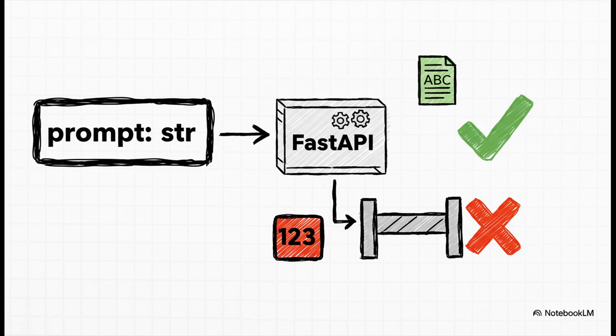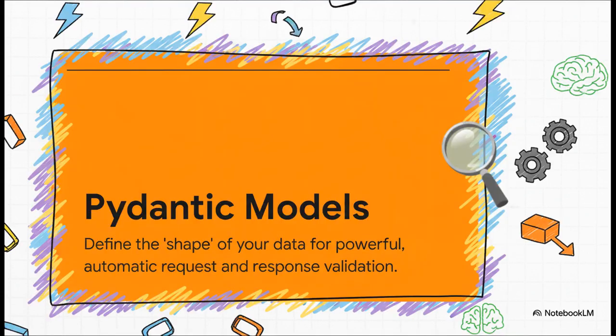And this slide just shows it perfectly. That little prompt string part isn't just a comment for other developers. It's a command. FastAPI reads that and automatically enforces that any incoming data for prompt must be a string. You get data validation for free just by writing clean modern Python. The second key is Pydantic models. This takes that data validation idea and puts it on steroids. You can define the exact shape of the data you expect to get or to send out. This means no more bugs from weird or unexpected data formats. Your API becomes robust and reliable, and it all happens automatically.